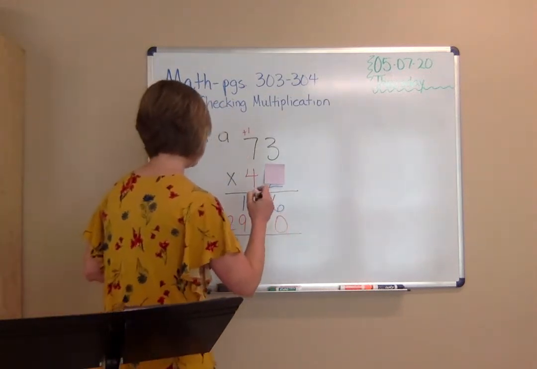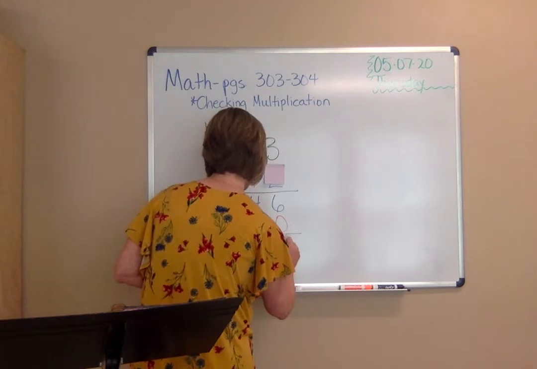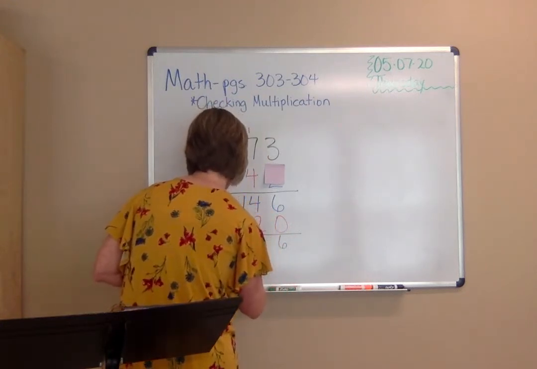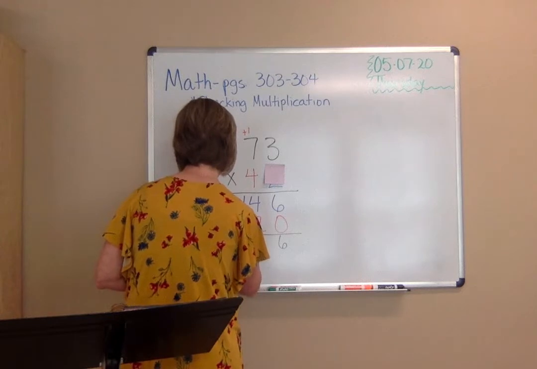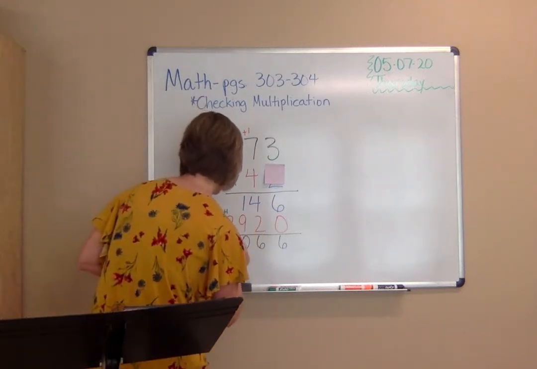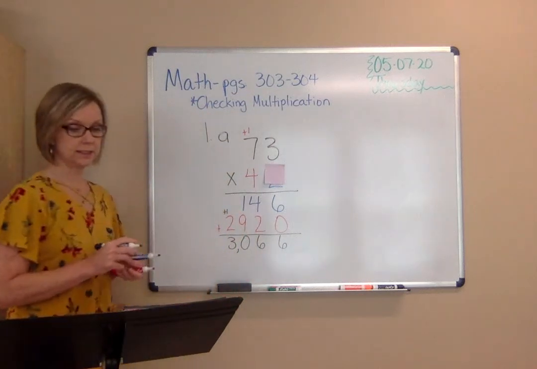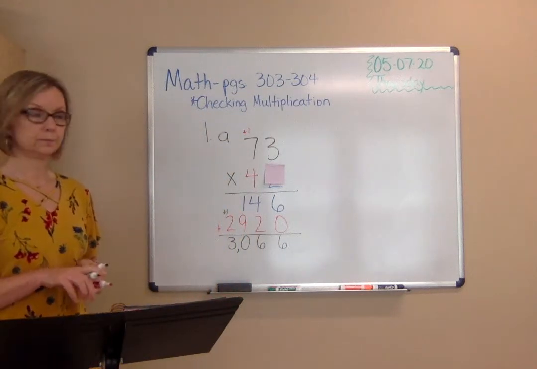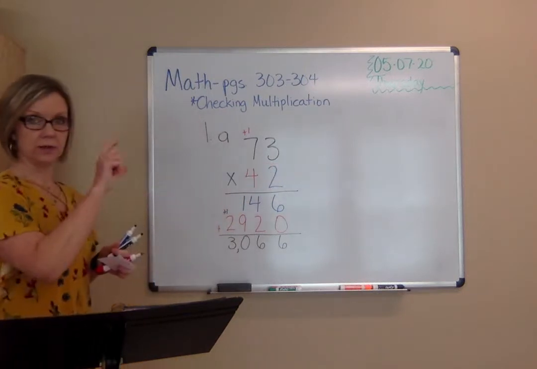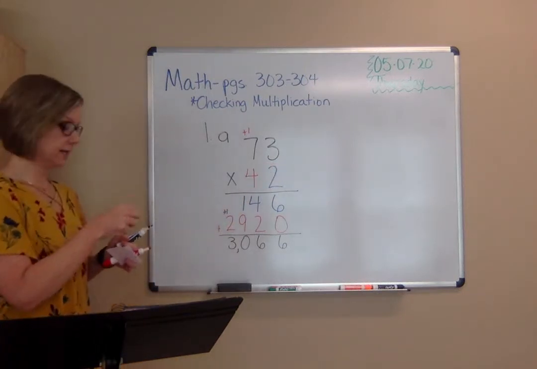6 plus 0 equals 6. 4 plus 2 equals 6. 1 plus 9 equals 10. 0 goes down, plus 1 goes up. 0 plus 2 is 2, plus 1 is 3. 3,066. All right, so now let's slip over in that little area beside and let's check.